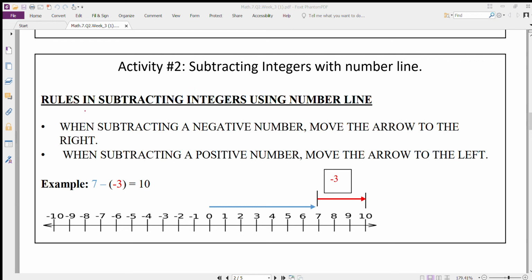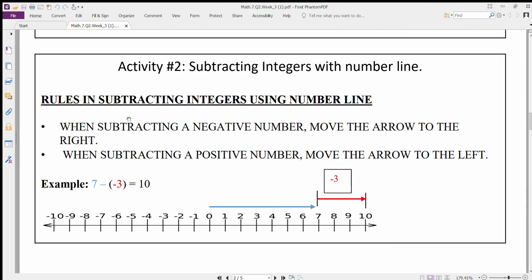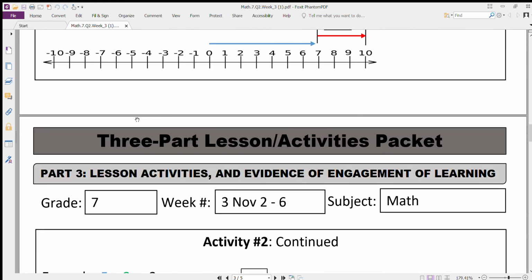Why positive? Because 14 is positive. The bigger number is the one that dictates your answer's sign. Okay? It's like the boss. And then let's go back to our PDF. Hopefully you have better understanding on how to add and subtract integers.